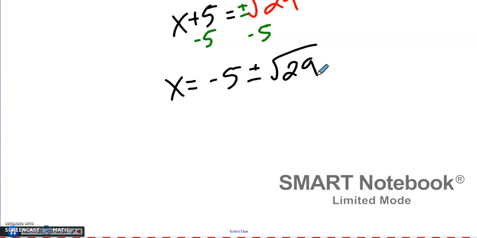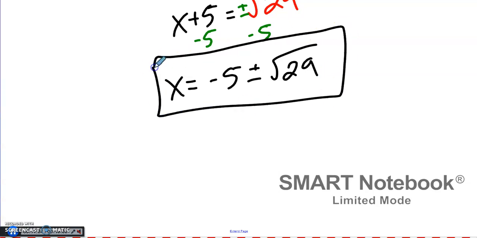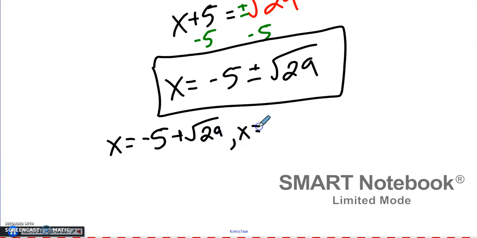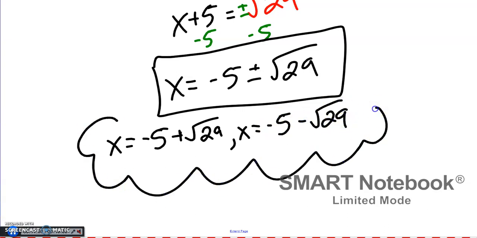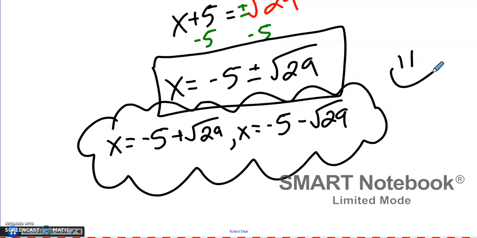So now we get that x is equal to negative 5 plus or minus the square root of 29. We can't simplify 29 at all. It's just going to stay as radical 29. So for my purposes, I am comfortable with this answer. You may need to write it as x is equal to negative 5 plus the square root of 29, and x is equal to negative 5 minus the square root of 29. Either or, six of one, half a dozen of the other. It all depends on the way your teacher wants it done.